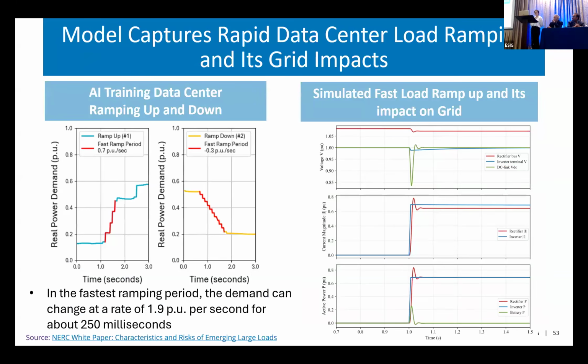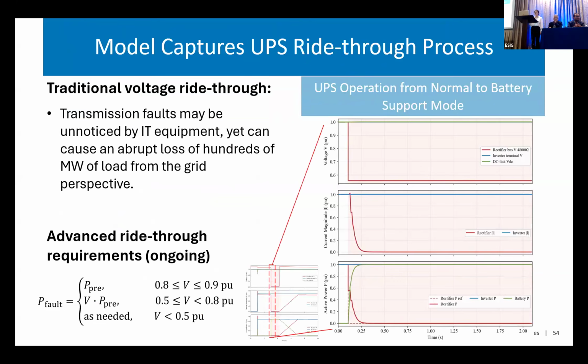I do want to emphasize one thing, which is that this model can capture the rapid data center load ramping and its impact. One example, I think you may be familiar with, is in the NERC report, they mentioned that in a very fast ramp period, the demand can change 2 per unit per second within a really small time period. So this is how we capture it in our simulation.